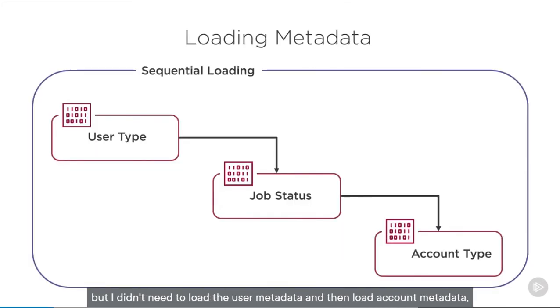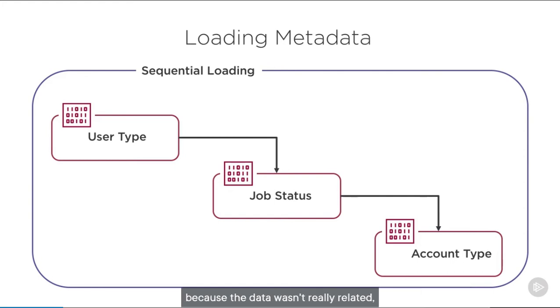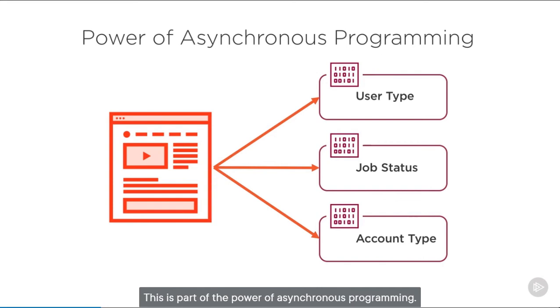But I didn't need to load the user metadata and then load account metadata because the data wasn't really related. I just needed to make sure that all of the metadata I did need was loaded before I continued. In fact, not only did I not need to have sequential API calls, I didn't even want them. That would have been too slow. I wanted to batch up all of my calls, fire them off all at once, and then move on once they all came back. This is part of the power of asynchronous programming. You don't have to wait for one call to finish before you can start another. And with promises, you can still tell the code to not continue until all of the data comes back.